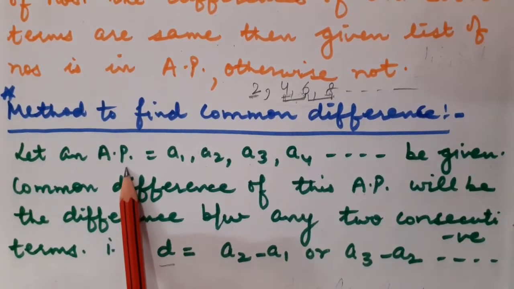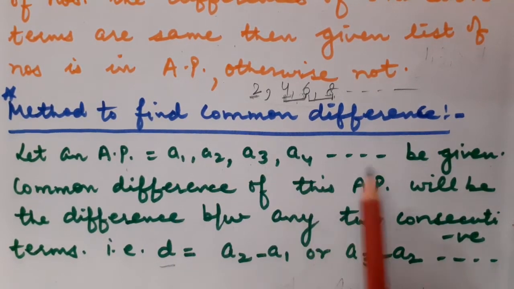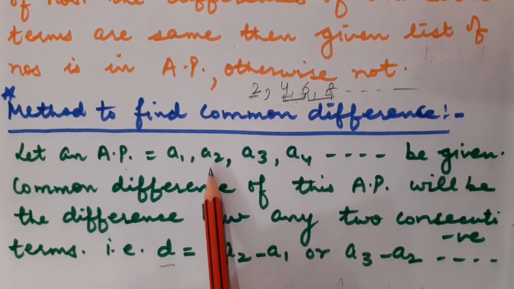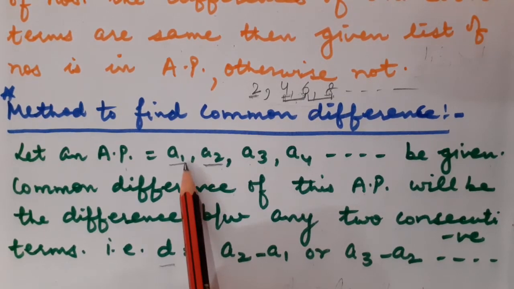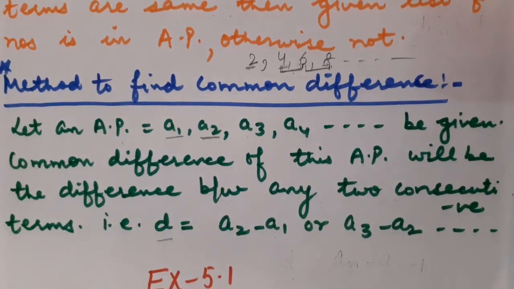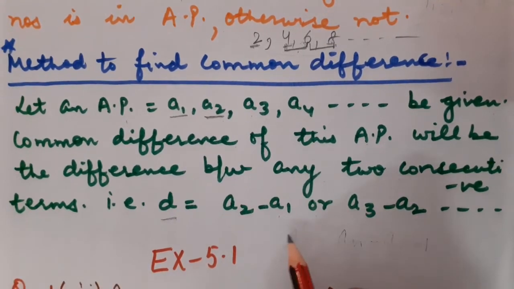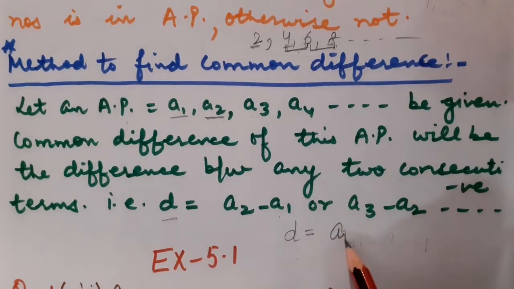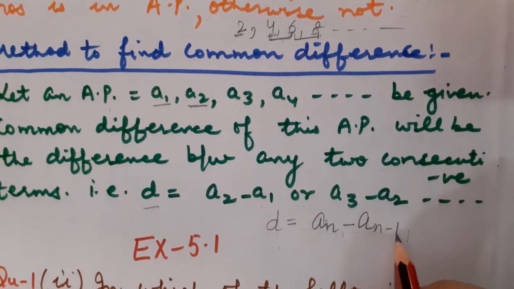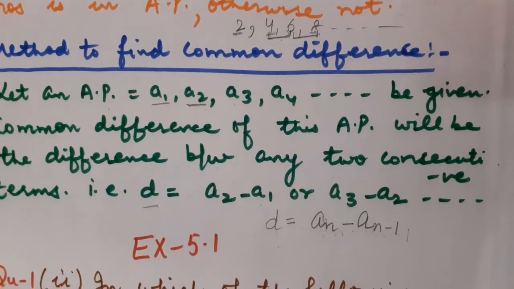You will be given a complete AP: A1, A2, A3, A4 and so on. How to calculate the common difference? I have just told you. The common difference will be the succeeding term minus the preceding term. That is A2 minus A1, or you can write A3 minus A2, or A4 minus A3. And if I talk about the nth term, it would be An, the succeeding term, minus An minus 1, which is the preceding term of An. Through this we can calculate the common difference.